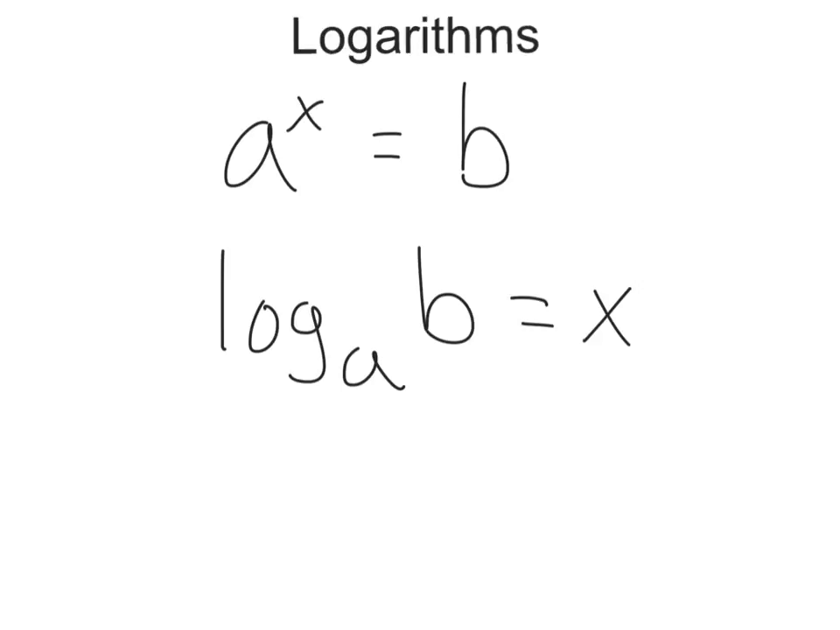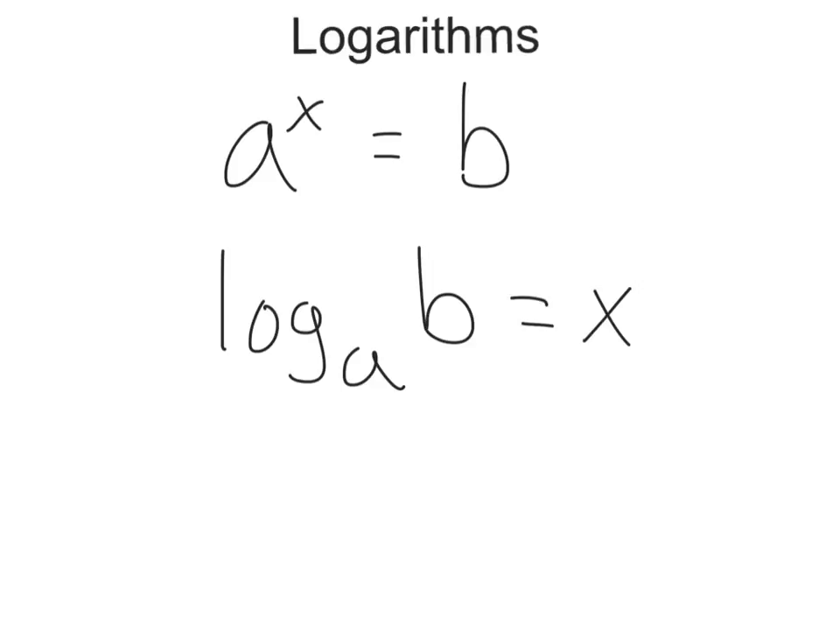Now if you can't write your bases as powers of the same base, then you have to use logarithms. And a logarithm is basically the inverse of an exponential. So if you have an exponential equation like this, the logarithm would be the inverse of that. And it's basically the way to get the power out of the exponent. You could think of this log base a of b as the power that you raise a to in order to get b.